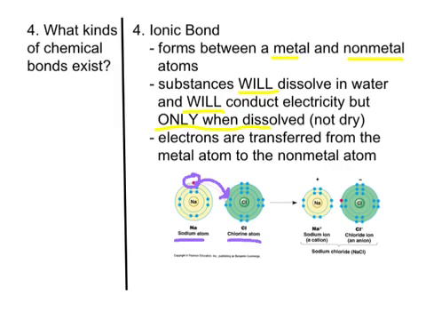Now, when the sodium loses its electron, it becomes a positively charged ion, and when the chlorine atom gains an electron, it's a negatively charged atom. So these two charges are going to attract each other, all right, in what's called electrostatic attraction, and they're going to hold the atoms together in a bond.